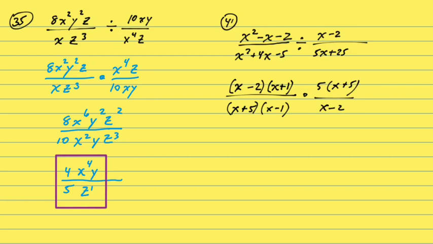5 divides into 5x and 25. Now, does anything cancel now that I have it as multiplication? Multiplication makes one big fraction, so I get this divided by this.